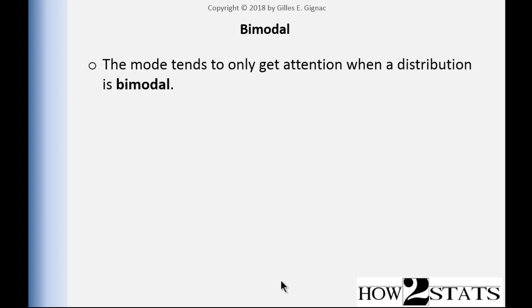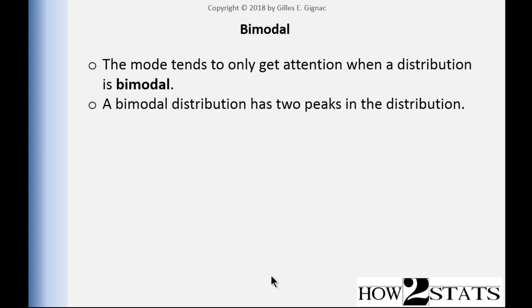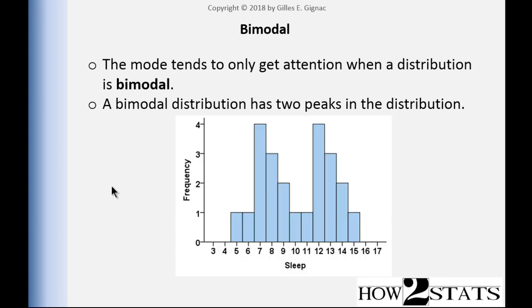The last thing I'll mention about the mode is that when you hear people do talk about the mode, it tends to be when there is a bimodal distribution associated with the data. A bimodal distribution has 2 peaks in the distribution, and that's where the word bi enters the term, bimodal, implying 2 modes. Here's an example of a bimodal distribution.